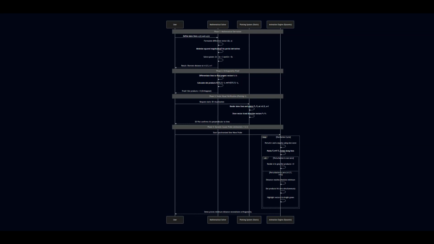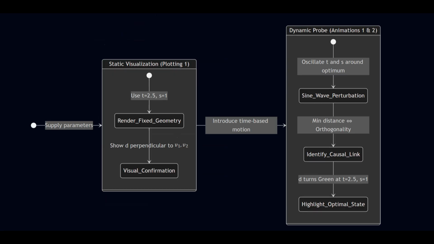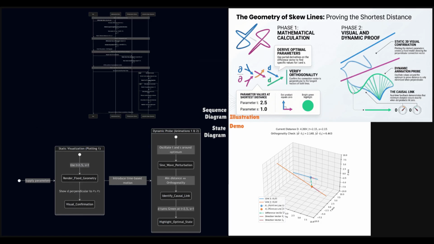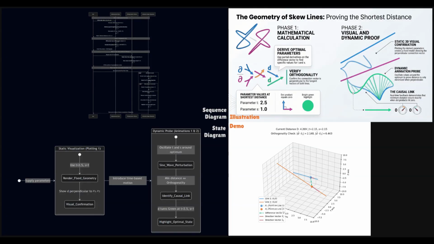With the groundwork laid, the system moves into a visual verification phase. A static three-dimensional model is generated to provide a clear, fixed view of the lines and the shortest path between them. This allows for a definitive visual confirmation that the connection is indeed perpendicular to the tangent directions of the lines at their points of closest approach.